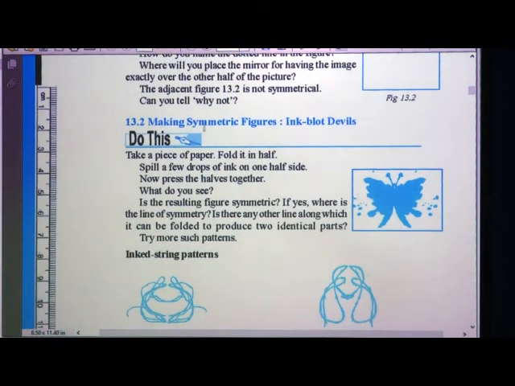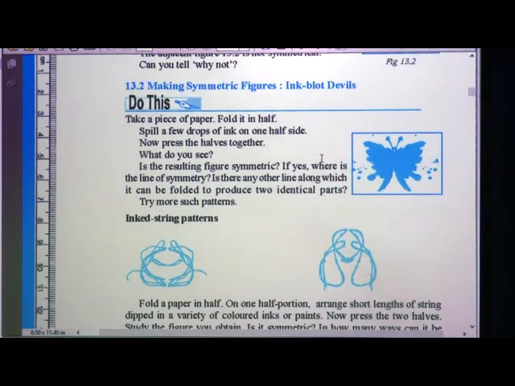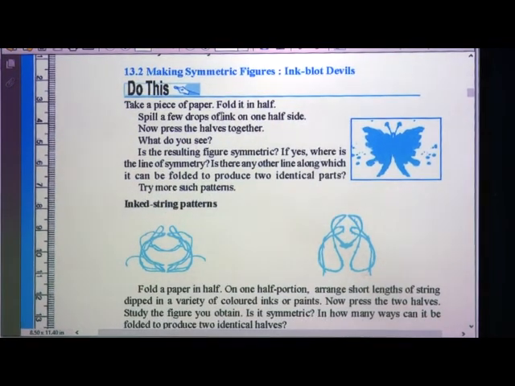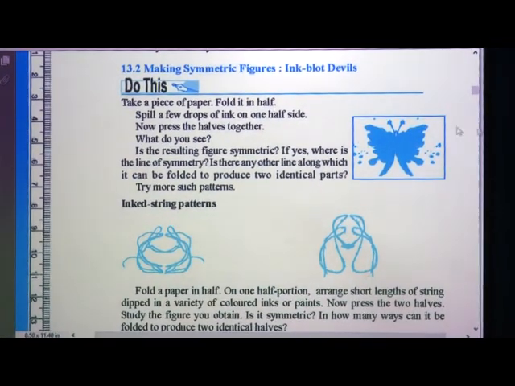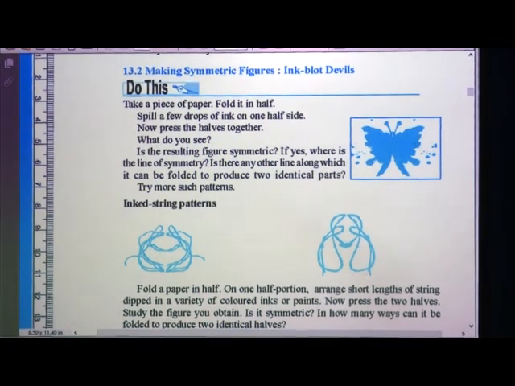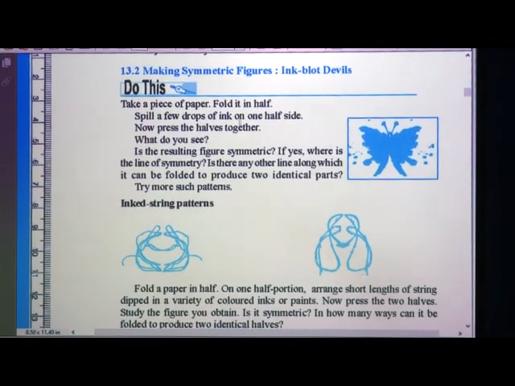Let us see making symmetric figures using ink blot devils. Let us see how to do this. Take a piece of paper and fold it in half. Spill a few drops of ink on one half side to make a pattern. Now press the halves together.